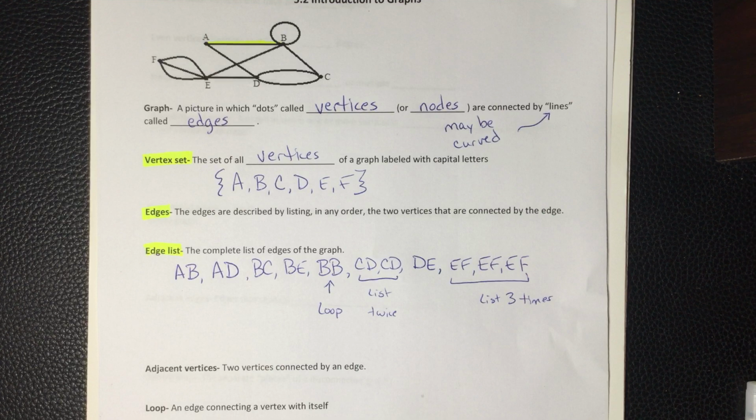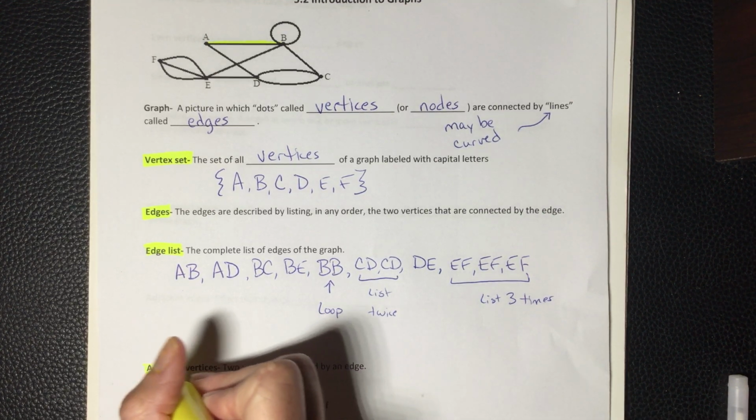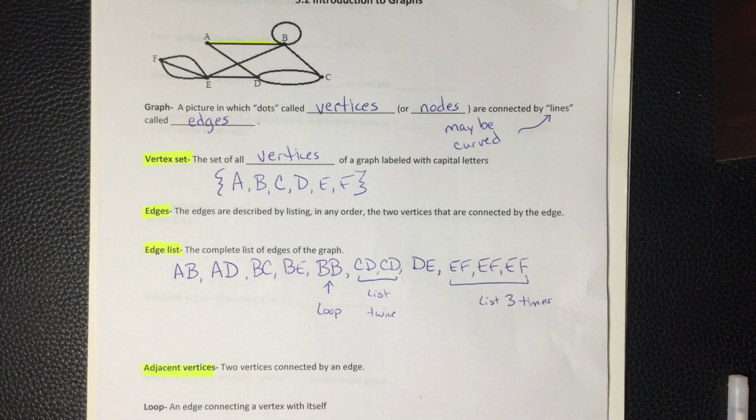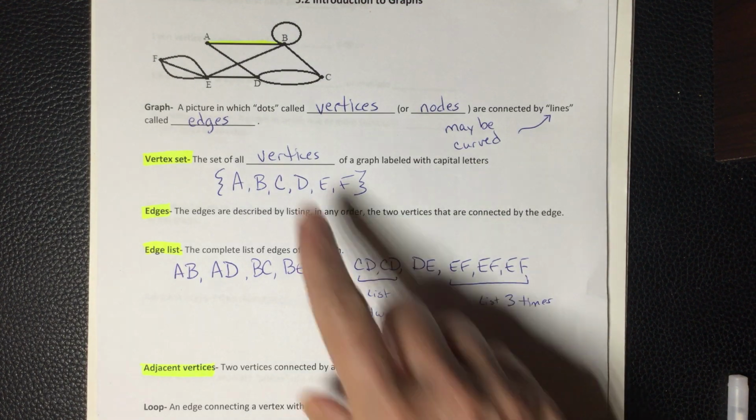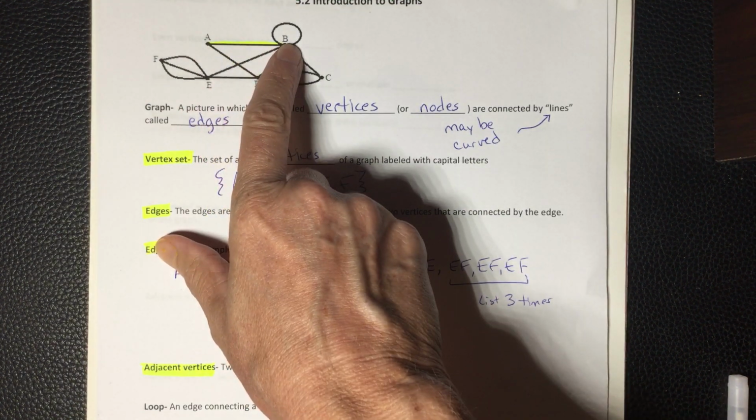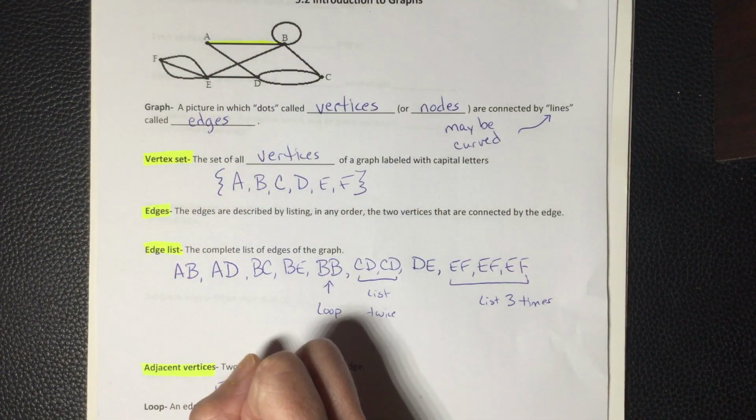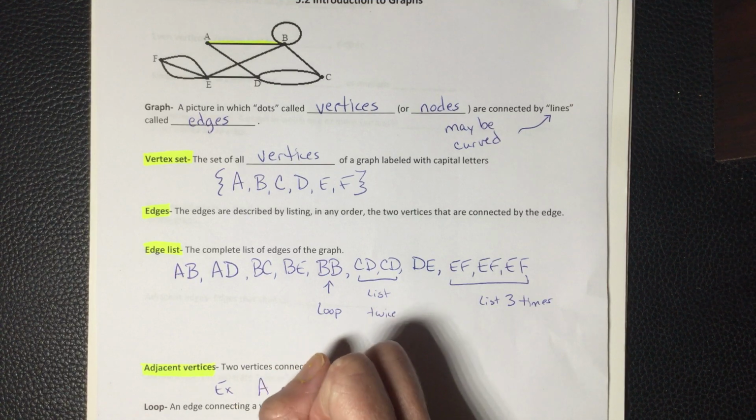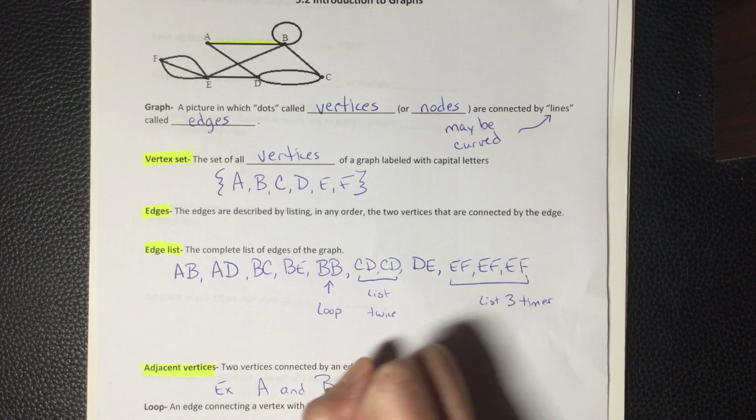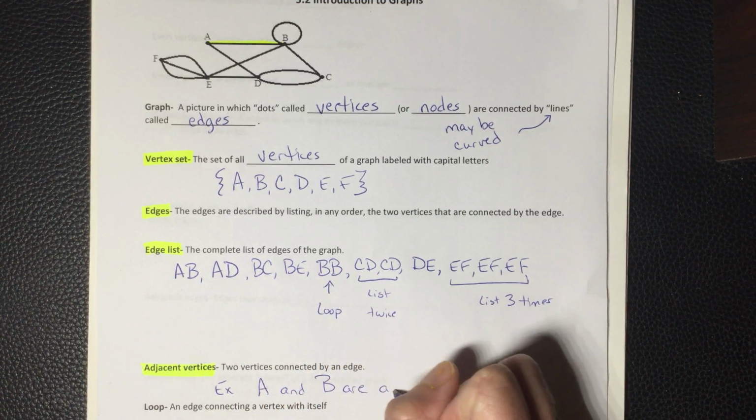All right, so the next thing we have are adjacent vertices. These are any vertices that are connected by an edge. So for example, if I go back up from A to B, they have an edge connecting them. So we would say, for example, A and B are adjacent.